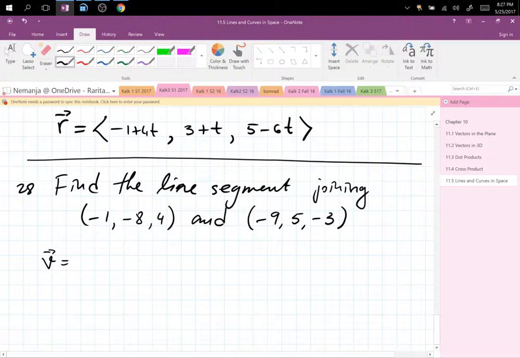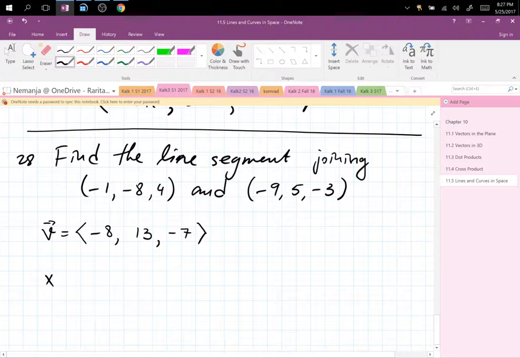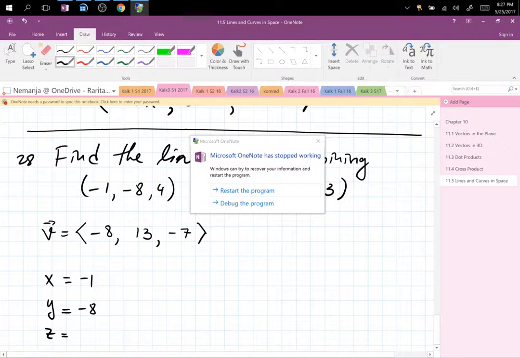So vector v is immediately what? -9 plus 1 is -8. 5 plus 8 is 13. -3 minus 4 is -7. And we immediately have our equation of the line, which has -1, -8, and 4.